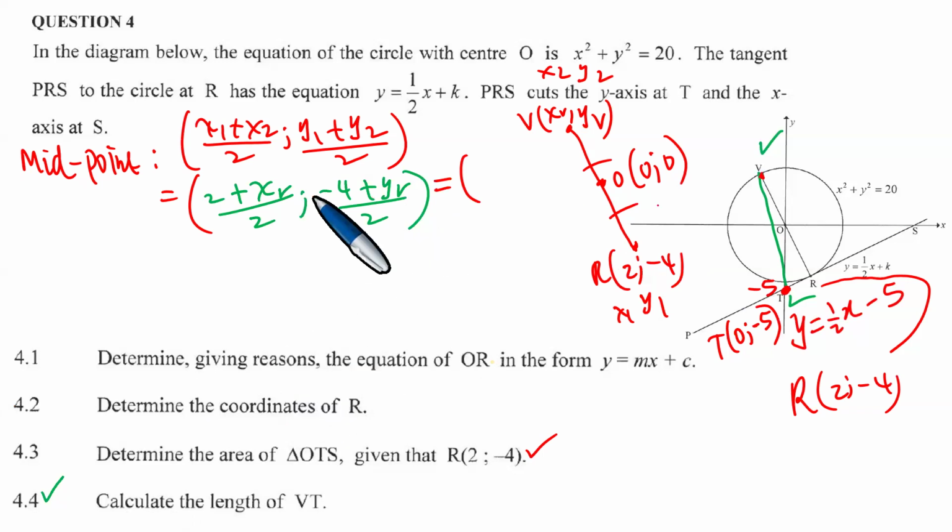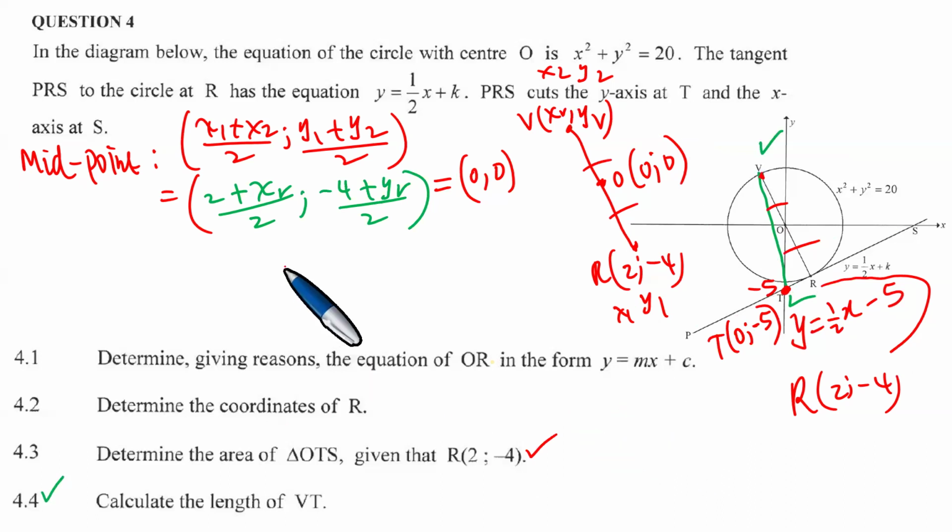Now the midpoint is the origin, which is 0 and 0. So here we're finding the midpoint. You take x1, add x2, and divide by 2. You take y1, add y2, and divide by 2. This is the midpoint, but it is equal to the origin, 0 and 0, because OR is a radius and OV is a radius.